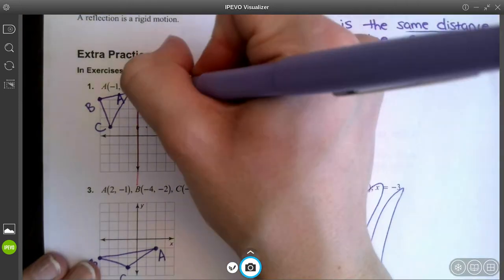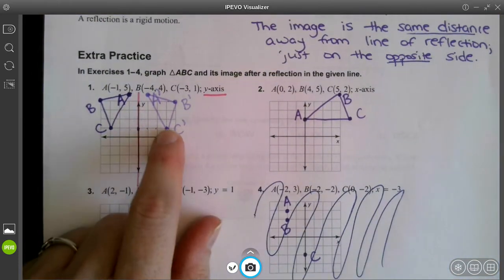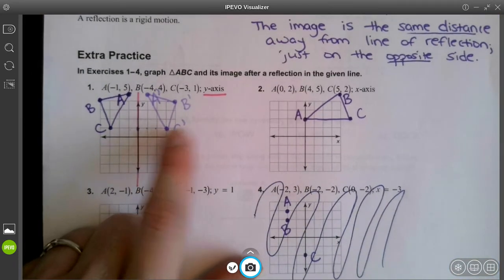Once I have everything labeled, I can go ahead and connect my points. So here's my new image.